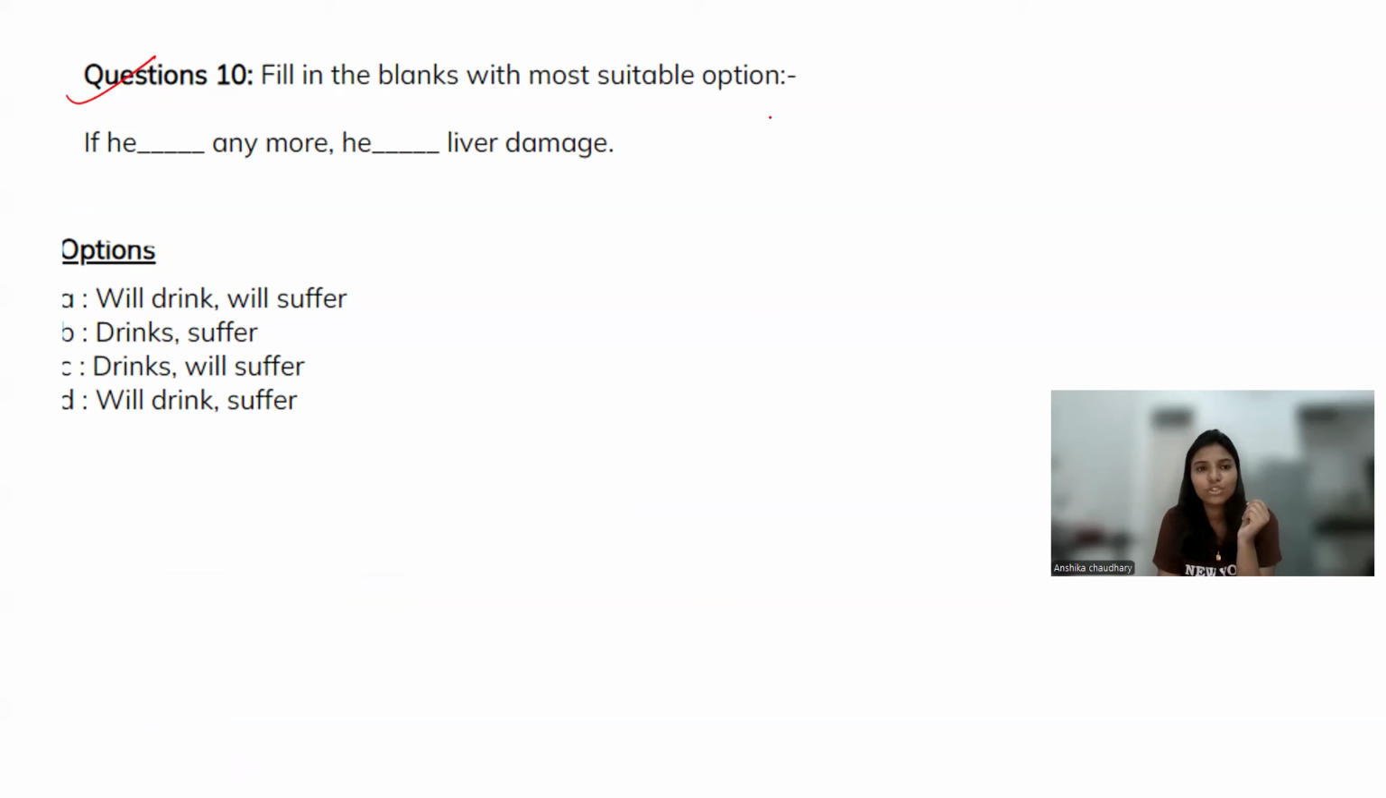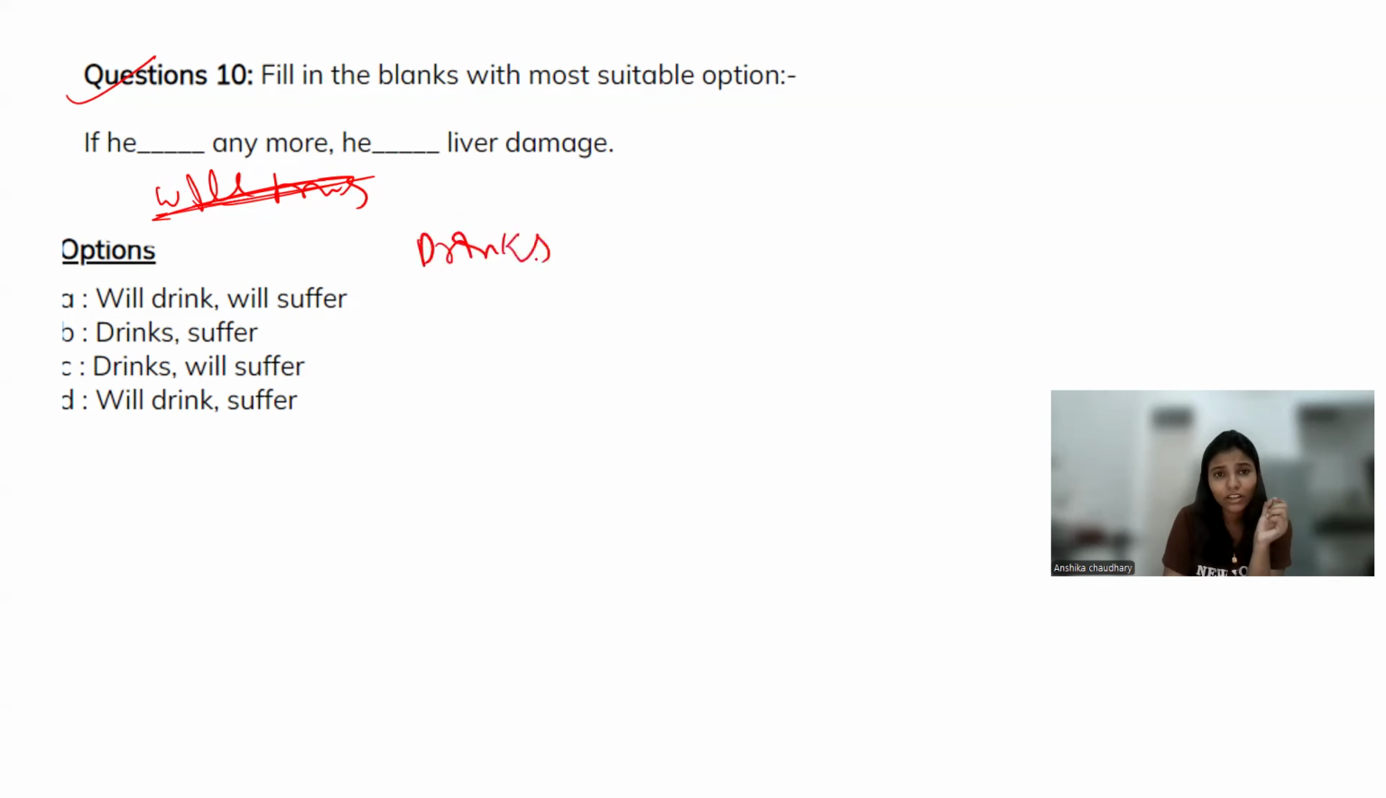Fill in the blanks with the most suitable option. If he ___ any more, he ___ liver damage. If he drinks any more, agar wo aur zyada peeta hai, uska liver damage ho jayega. So if he drinks any more, right?